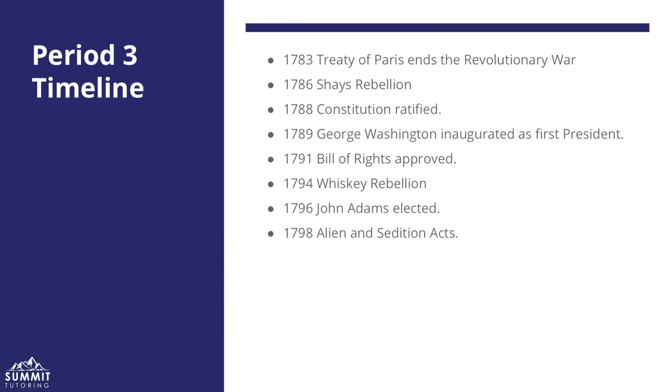All right, and this is a continued timeline of period 3. We have the Treaty of Paris that's going to end the Revolutionary War. We have Shays' Rebellion. The Constitution is going to be ratified. Our first president, Washington, is going to be inaugurated. Our Bill of Rights is put into place. And then later, towards the end of period 3, in 1798, we'll see the Alien and Sedition Acts.